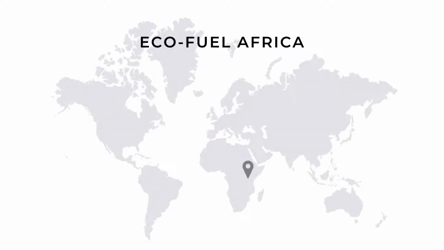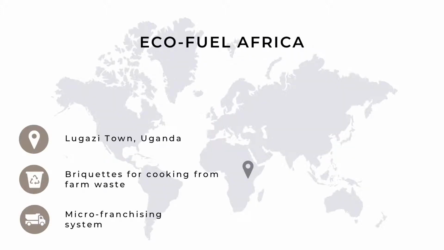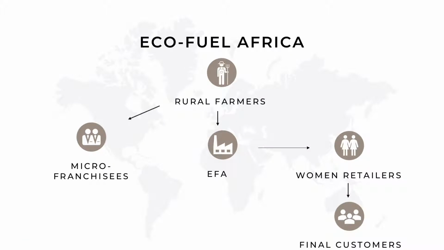Let's look at the example of EcoFuel Africa, EFA, a private company from Uganda that converts farm waste into briquettes for cooking. The business runs a micro-franchising system in which it brings together important value chain actors such as rural farmers, micro-franchisees, and women retailers to produce and distribute its briquettes to final customers. EFA, as the focal point of the value chain, is involved in the technology transfer and leasing, as well as training and distribution of products.